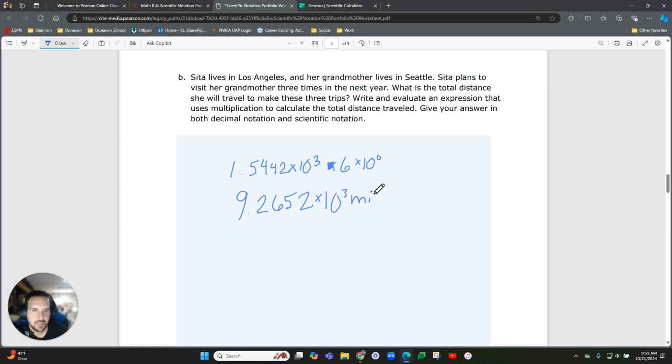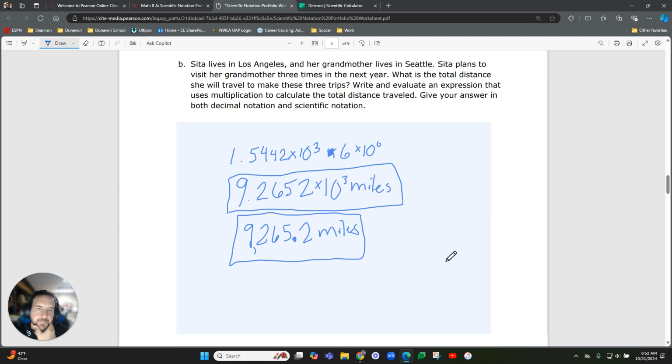So that's the distance she is going to travel over those 3 trips back and forth between Seattle and Los Angeles. And now we also have to write it in decimal notation. So just move the decimal place over 3 times. So that's 9,265.2 miles. I move the decimal place over 3 places because it's 10 to the 3rd. So I move it over 1, 2, 3. The decimal would go right here. And so that's why it's here. So 9,265.2 miles is the distance between Seattle and Los Angeles, back and forth, 6 times.